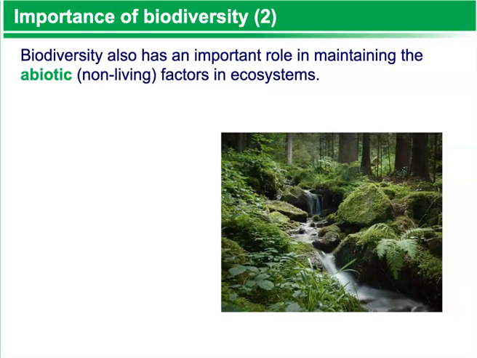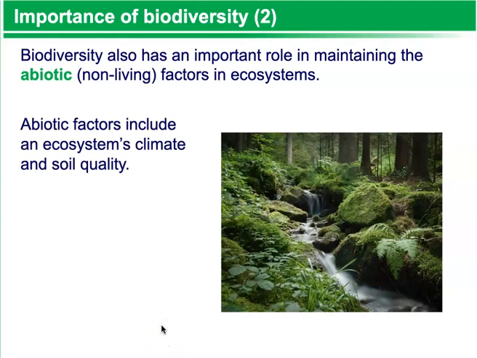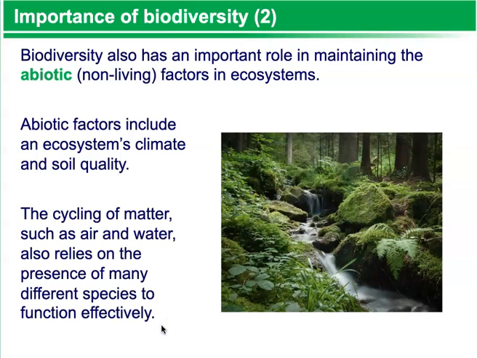Biodiversity also has an important role in maintaining the abiotic, or the non-living, factors in an ecosystem. Abiotic factors include an ecosystem's climate and soil quality. The cycling of matter, such as air and water, also relies on the presence of many different species to function effectively. Consider things like the water cycle, the nitrogen cycle, or the phosphorus cycle, in which matter is going to be exchanged throughout the ecosystem.